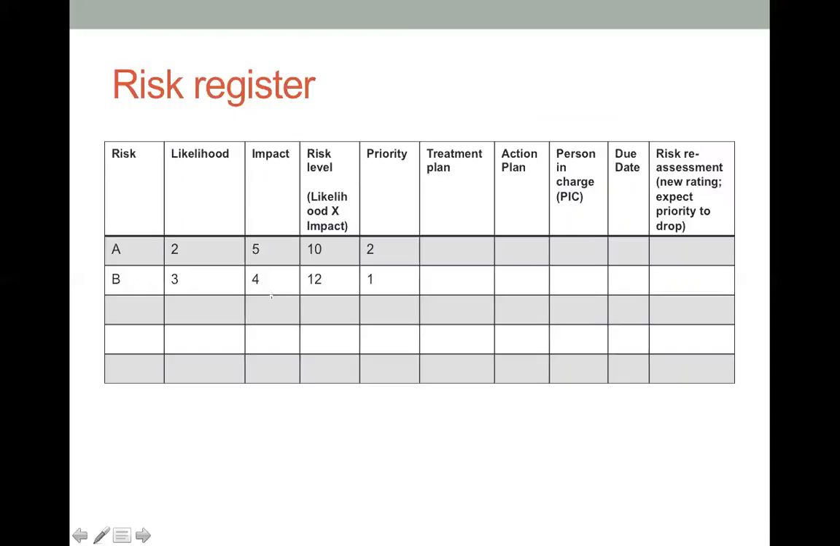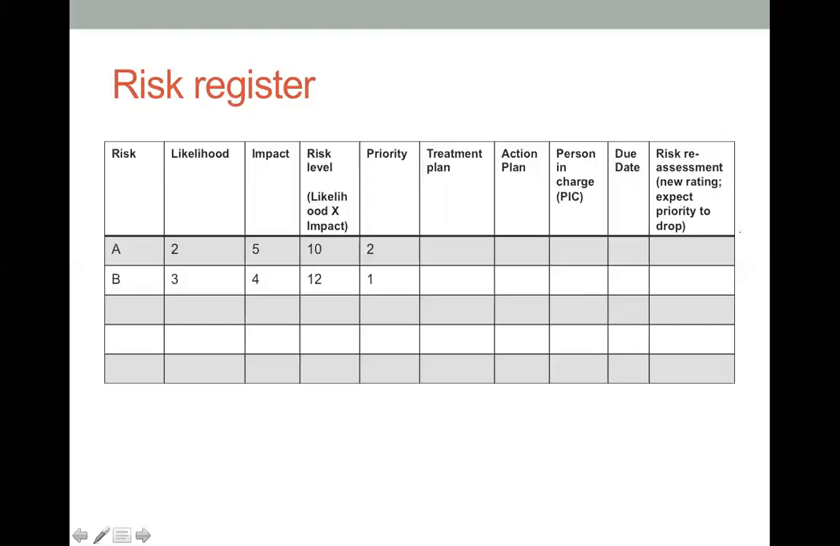Based on our analysis, based on discussion with the stakeholders, we got 4. And the next step is to analyze the risk level, likelihood times impact. 2 by 5 is 10, and 3 by 4 is 12. Based on this analysis, the risk level of B is higher than A, therefore that becomes priority 1, and A will become priority 2. And then we outline the treatment plan, action plan, person in charge, due date, and we normally do what we call as the risk assessment.